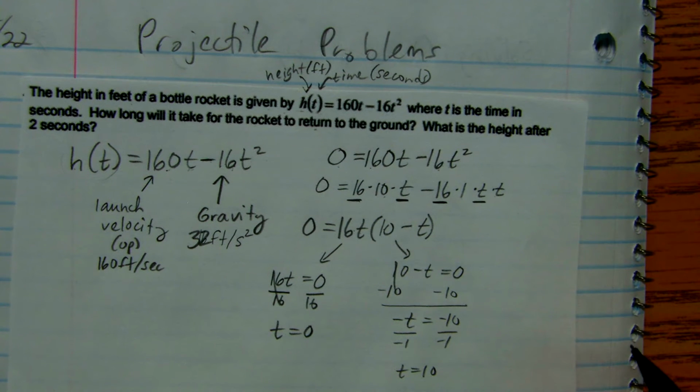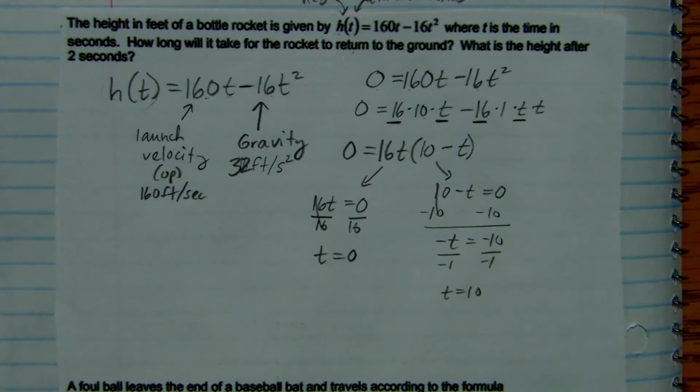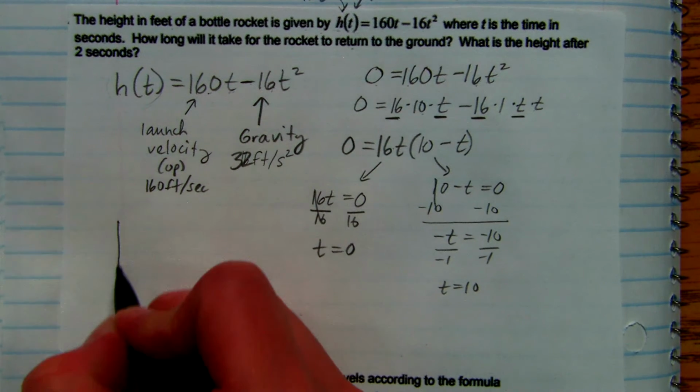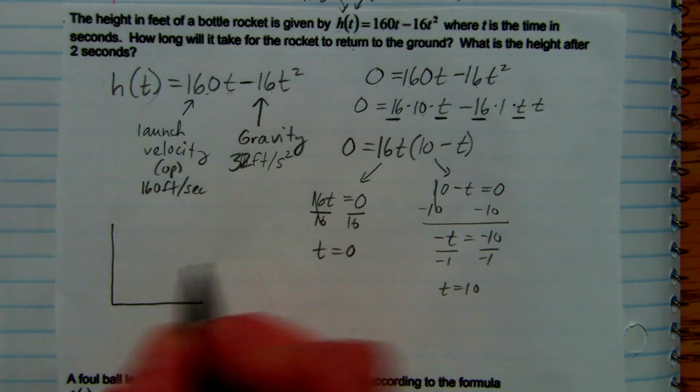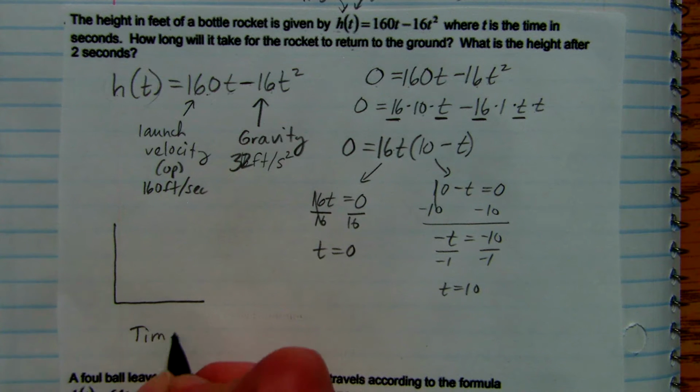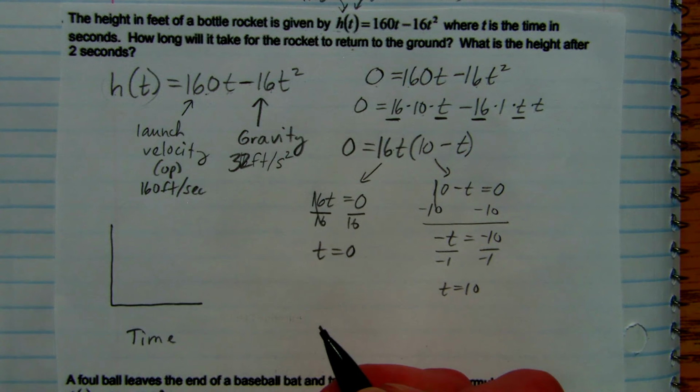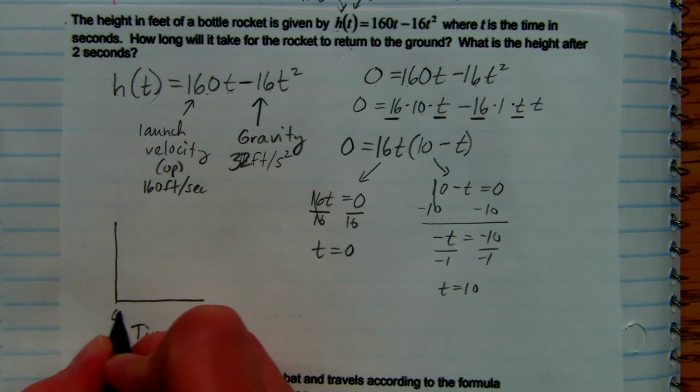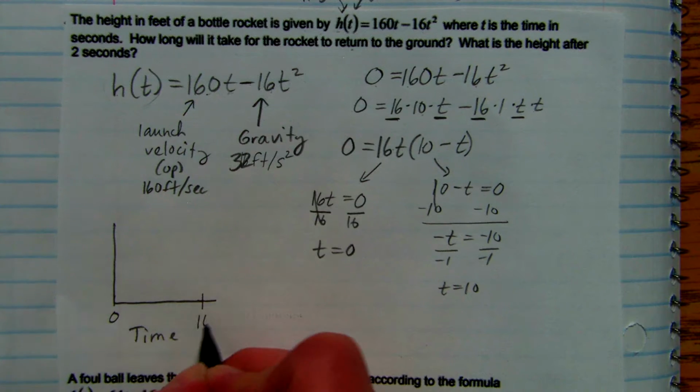So how is this going to work if it's hitting the ground twice? Well, let's think about this if we have a graph. So I'm just going to draw. I'm not going to get fancy. I'm just going to sketch this really quick. I'm going to put time on my x-axis because that's the independent variable. So I have 0 here, and then I'm going to put 10 over here.